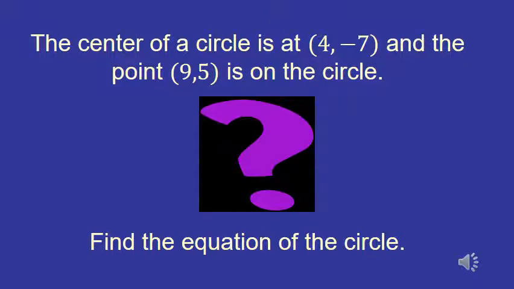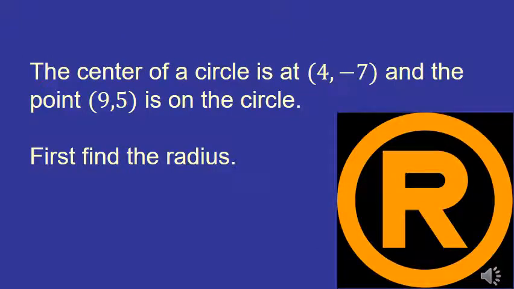And here's another question. We have the center of a circle is at the point 4, -7, and the point 9, 5 is on the circle. Find the equation of the circle. You need to look at that for a second and think, what's missing? What haven't we given you to do this problem? And before you do anything else, what you're going to have to do is figure out what's the radius.